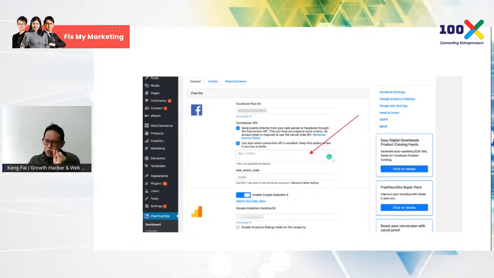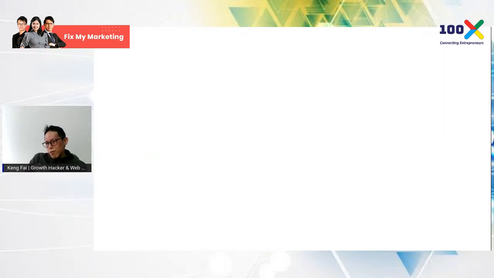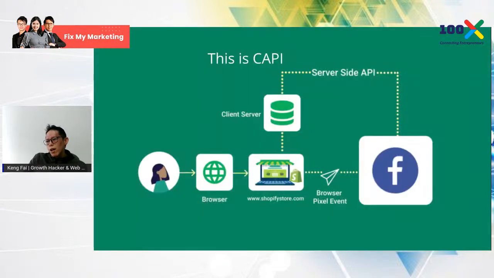If you're using Pixel together with the CAPI, why do you do that? Because we call it redundancy. So in case, let's say the browser has blocked the Pixel, it has fired a CAPI like we did last time. We showed you the thing over here, like you bypass.